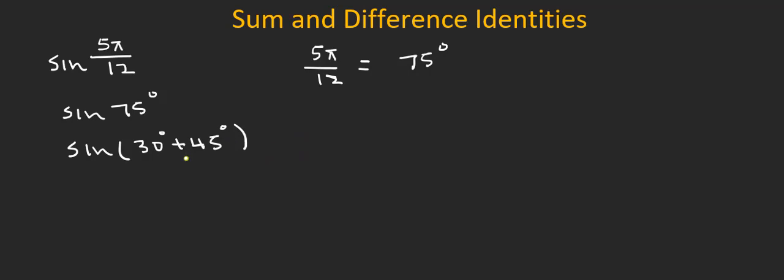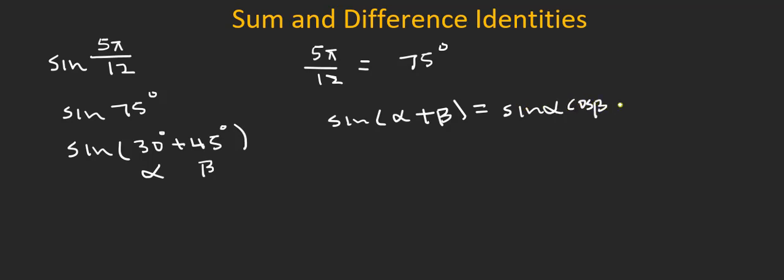So what do we have to do now? Well, we know that 30 is alpha and 45 is going to be beta. So we have to look at sine of quantity alpha plus beta. And we know that that's the same thing as sine alpha cosine beta plus cosine alpha sine beta.